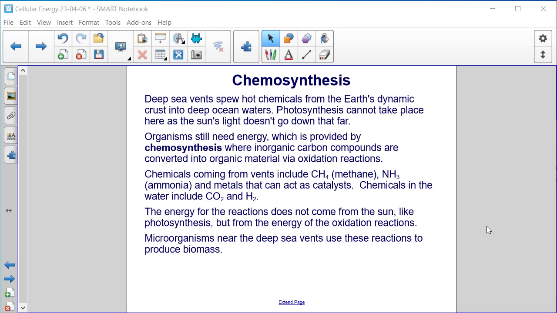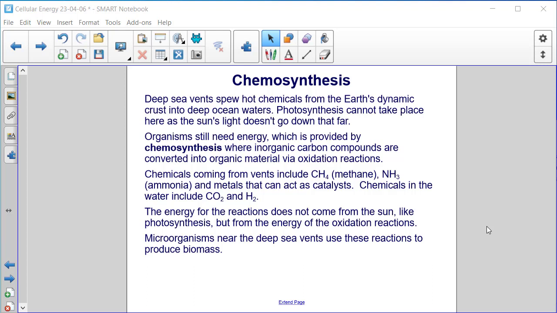Chemosynthesis. Deep sea vents spew hot chemicals from the Earth's dynamic crust into deep ocean waters. Photosynthesis cannot take place here as the sun's light doesn't go down that far. Organisms still need energy, which is provided by chemosynthesis, where inorganic carbon compounds are converted into organic material via oxidation reactions. Chemicals from the vents include CH4 methane, NH3 ammonia, and metals that can act as catalysts. Chemicals in the water include CO2 and H2.